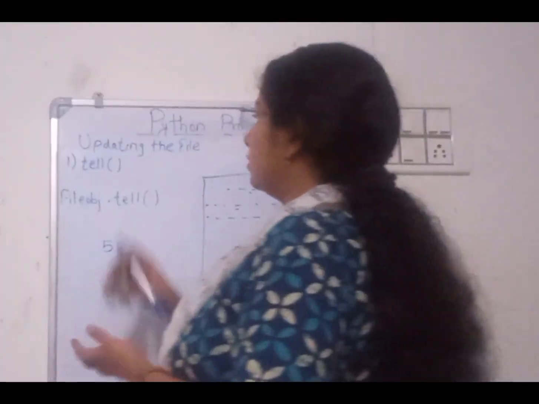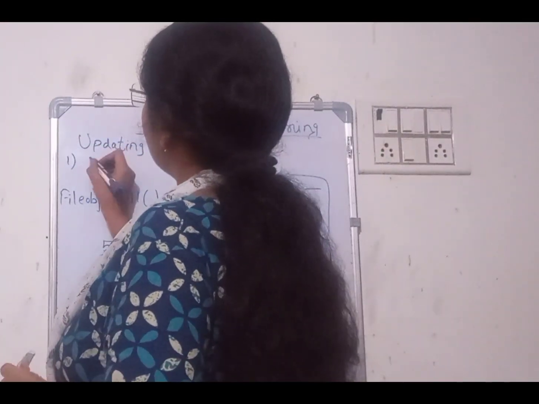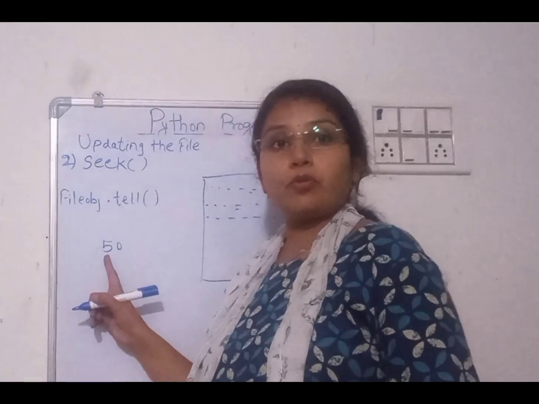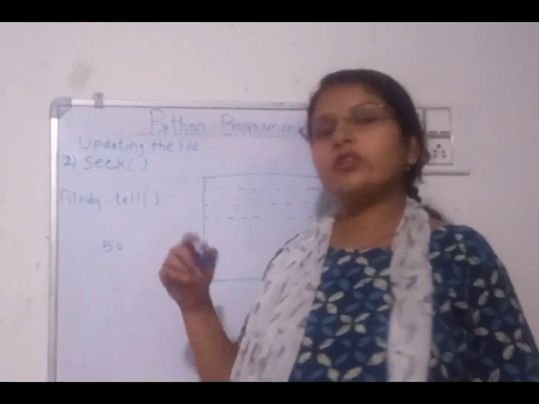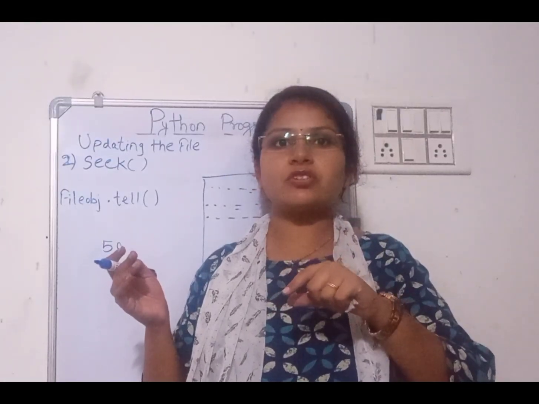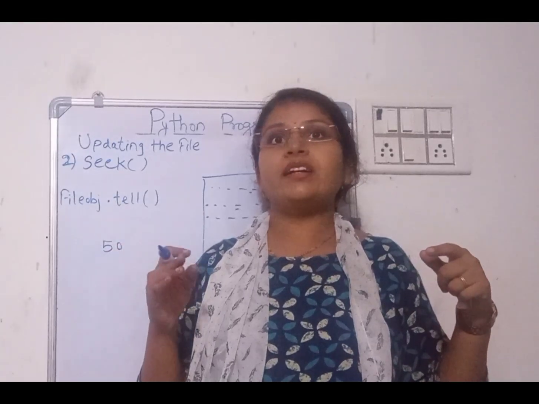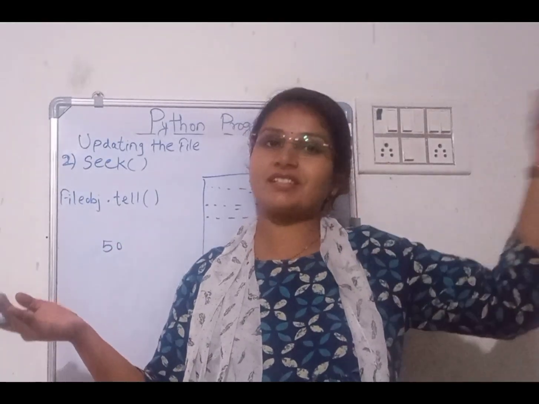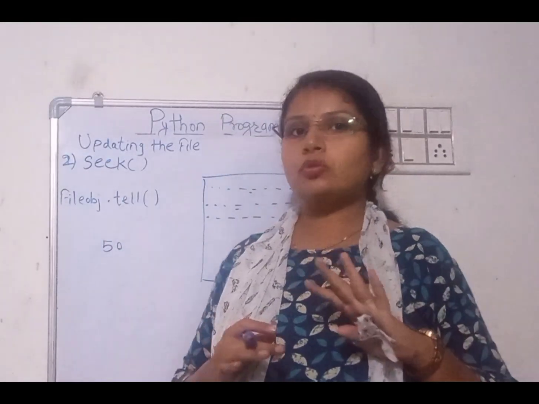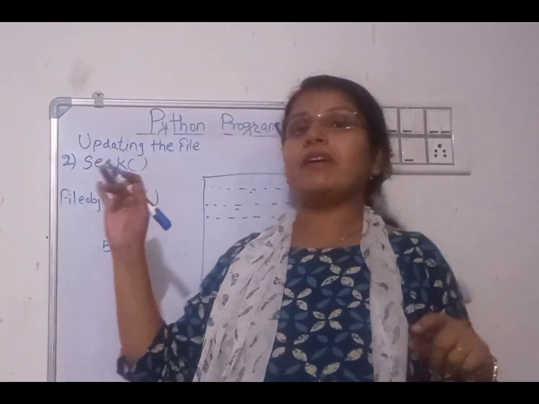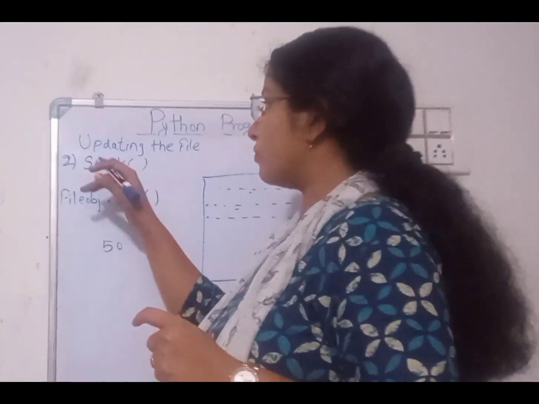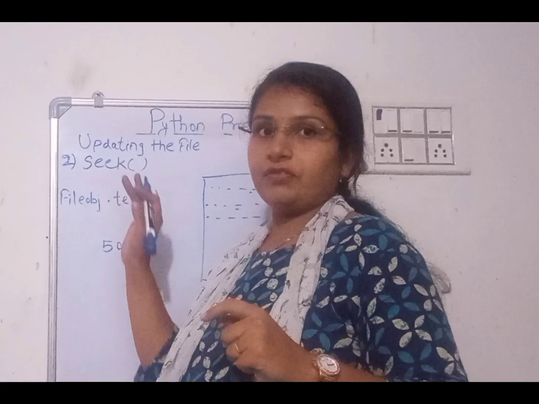The second method is seek. You already know your file pointer position is at the 15th. Now you need to change it. You might need to change the file pointer position backwards, or forward, or to the first line, the last line, or the end of the file. You can do anything you want. You can change the file pointer position using the seek method. So what is the syntax of the seek method, that we will see.